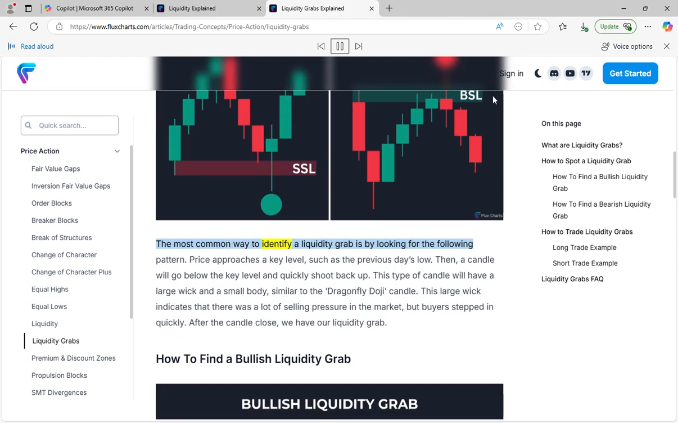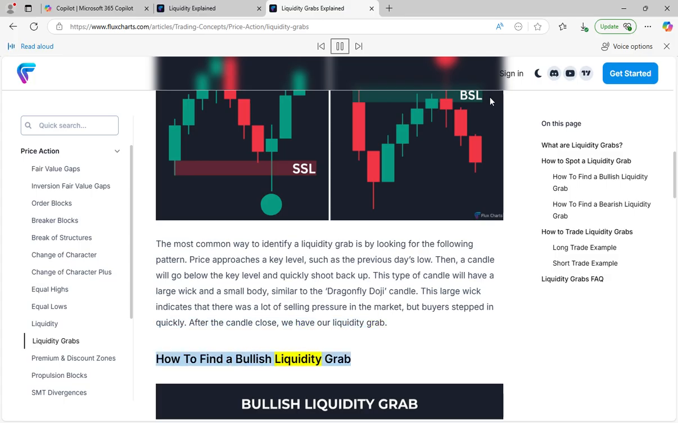How to spot a liquidity grab? The most common way to identify a liquidity grab is by looking for the following pattern. Price approaches a key level, such as the previous day's low. Then, a candle will go below the key level and quickly shoot back up. This type of candle will have a large wick and a small body, similar to the dragonfly doji candle. This large wick indicates that there's a lot of selling pressure in the market, but buyers stepped in quickly. After the candle close, we have our liquidity grab.